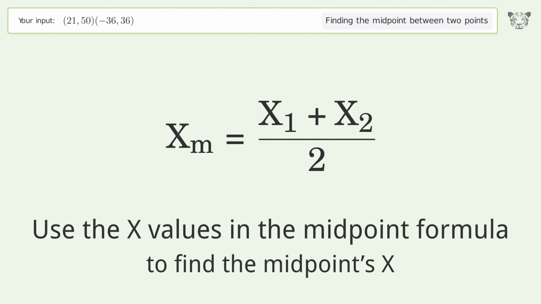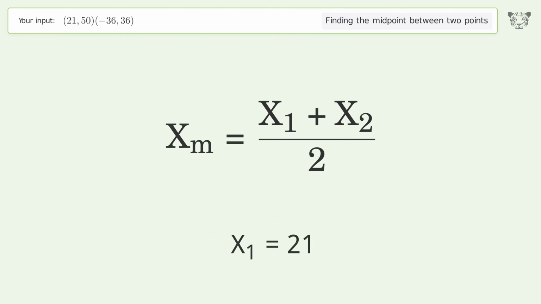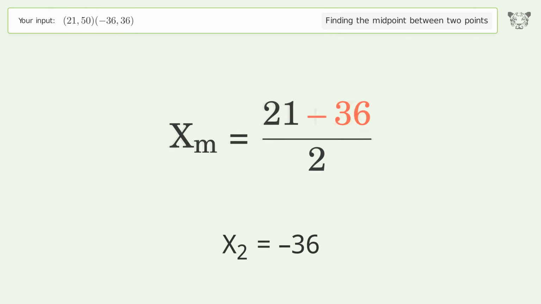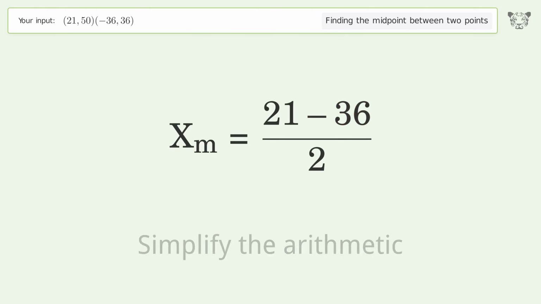Use the x values in the midpoint formula to find the midpoints x. x1 equals 21. x2 equals negative 36. Simplify the arithmetic.